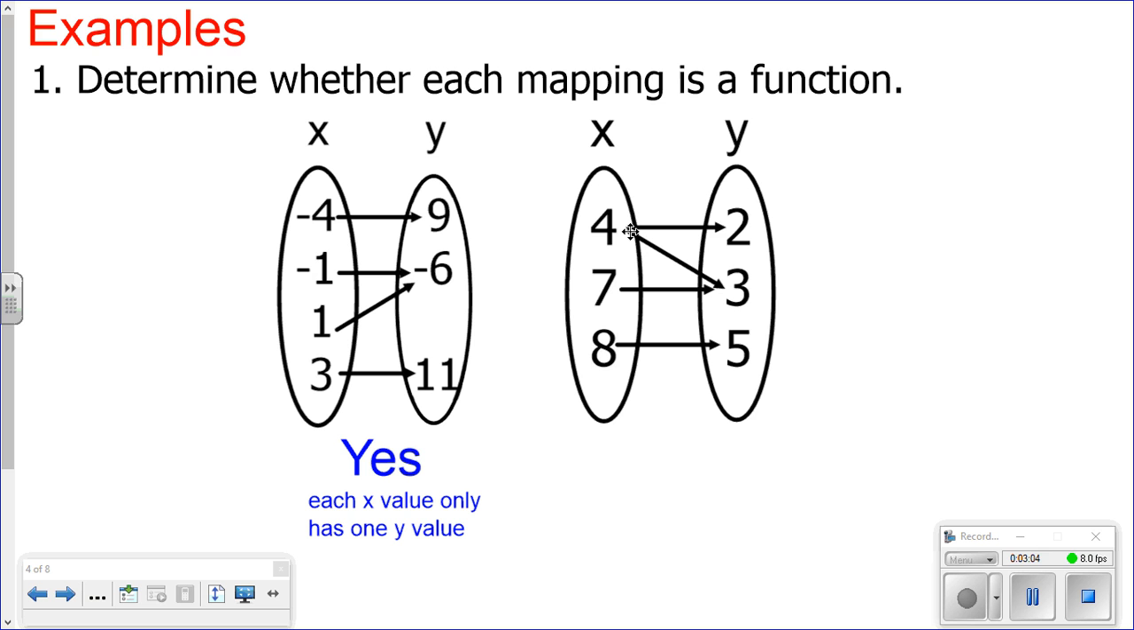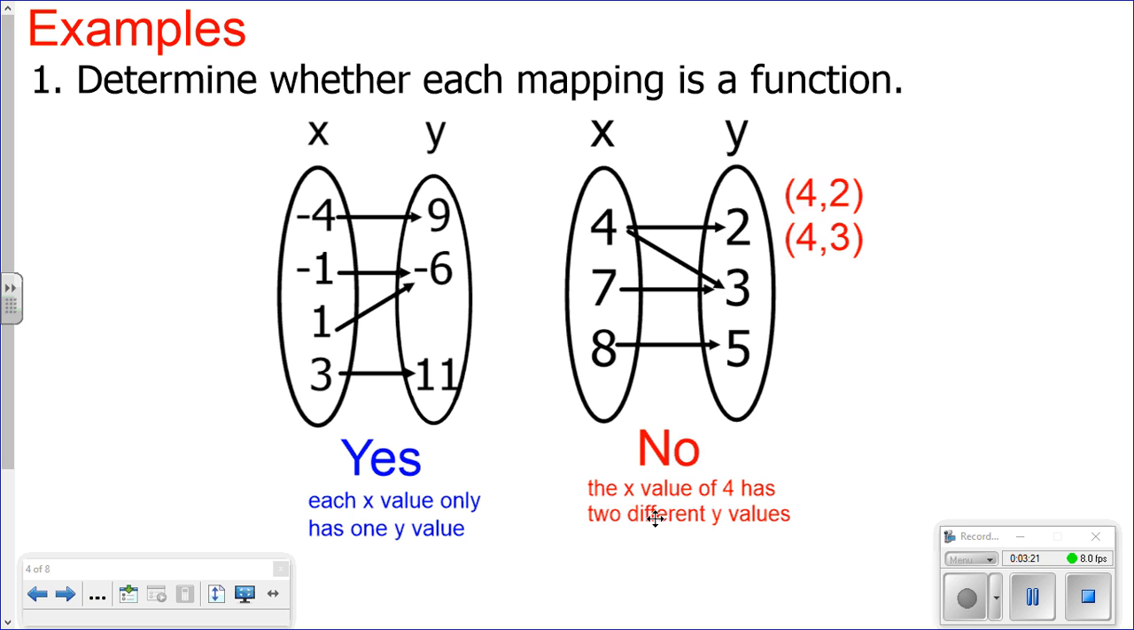Over here, see how 4 goes with 2 and 4 goes with 3, and then 7 with 3 and 8 with 5. So the problem is the 4. So the input 4 has two different outputs. So that is not a function. The ordered pairs are (4, 2) and (4, 3).